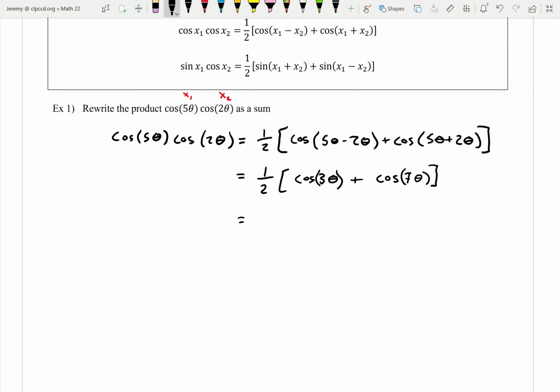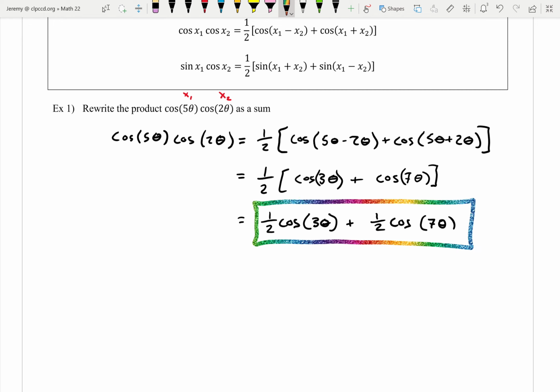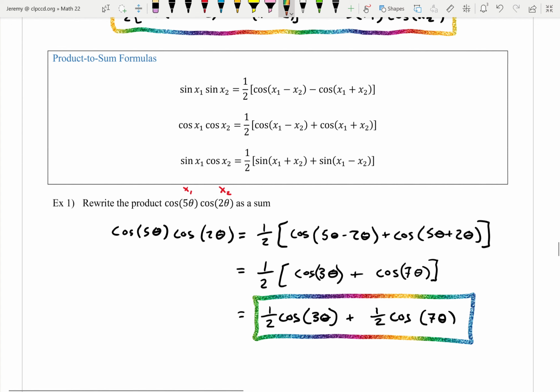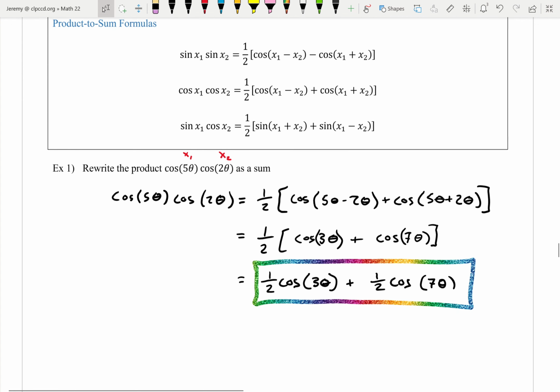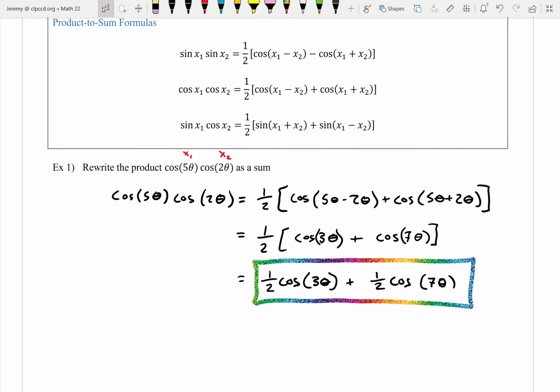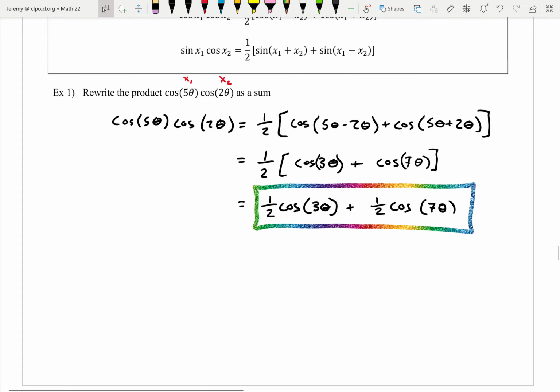All right, and then just to have this as a proper sum, we can distribute that 1/2. So 1/2 cosine 3 theta plus 1/2 cosine of 7 theta. So this is an equivalent form for cosine 5 theta times cosine 2 theta, just expressed as a sum using that second product to sum formula. All right, so pretty straightforward. Just decide what x1 and x2 are, use the correct formula, and plug and chug.